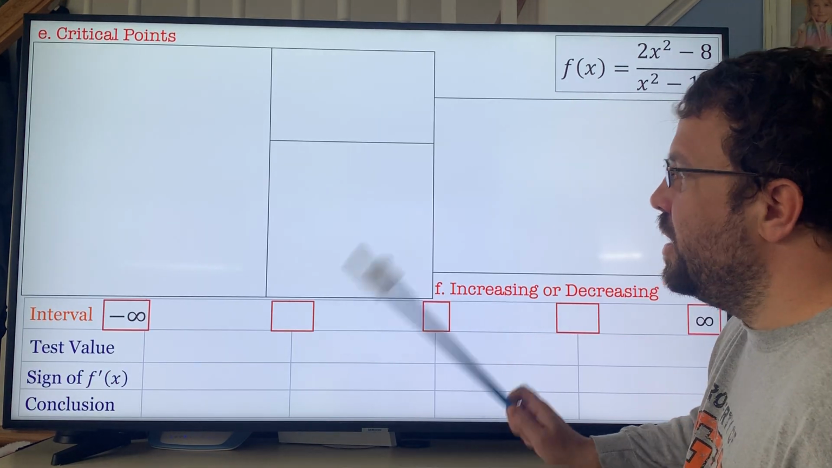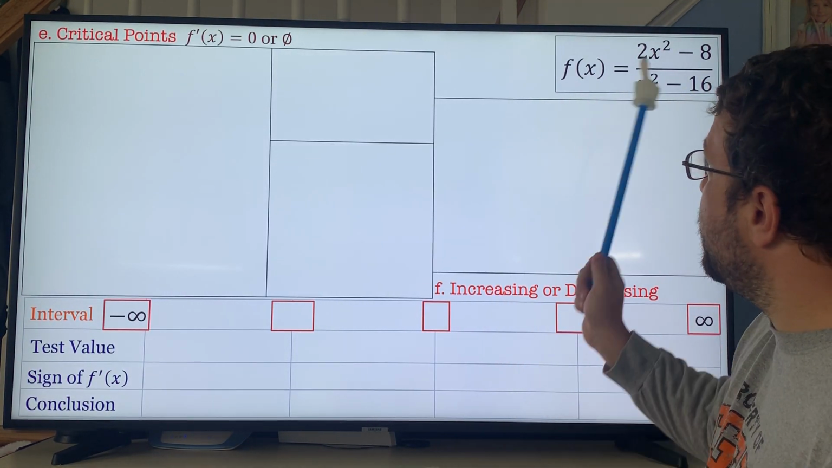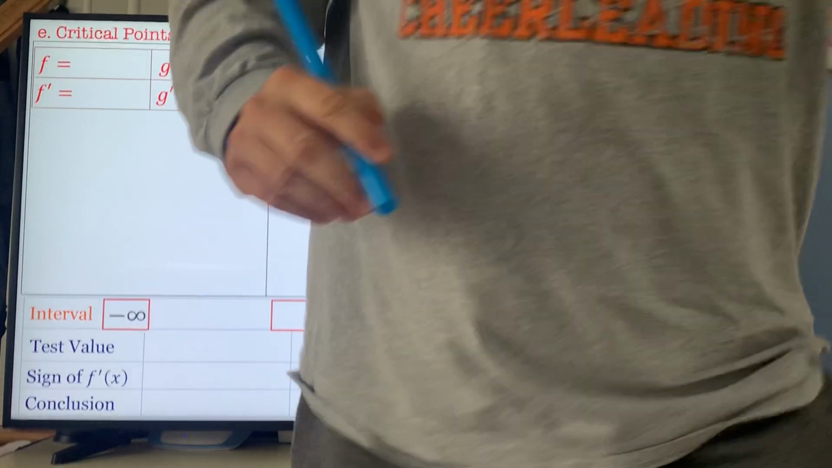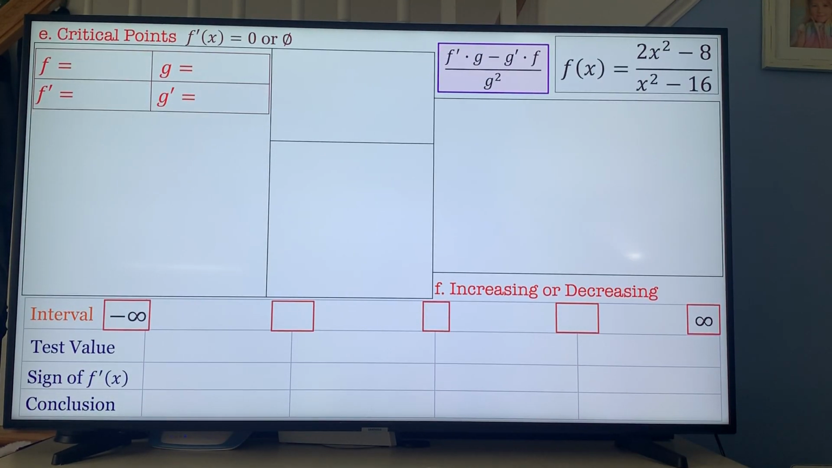All right. Now what I want you guys to do is use your quotient rule to find the intercepts. Oops, sorry about that. I'm just checking the time right here.